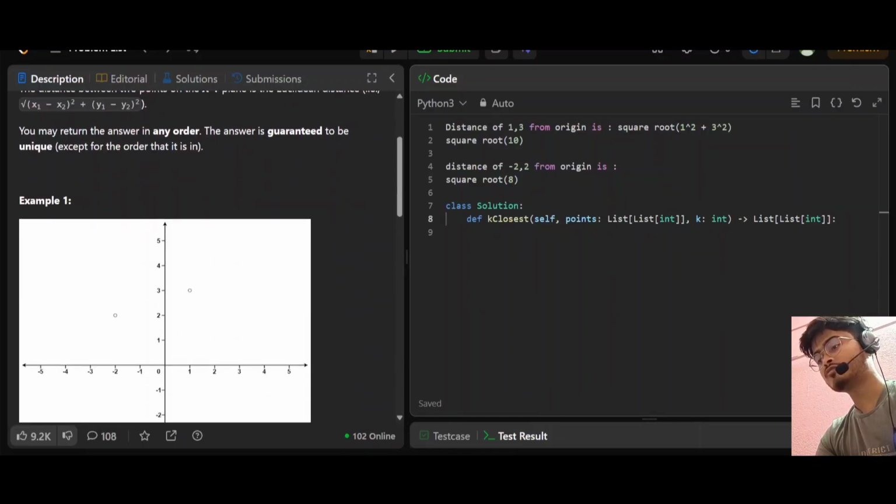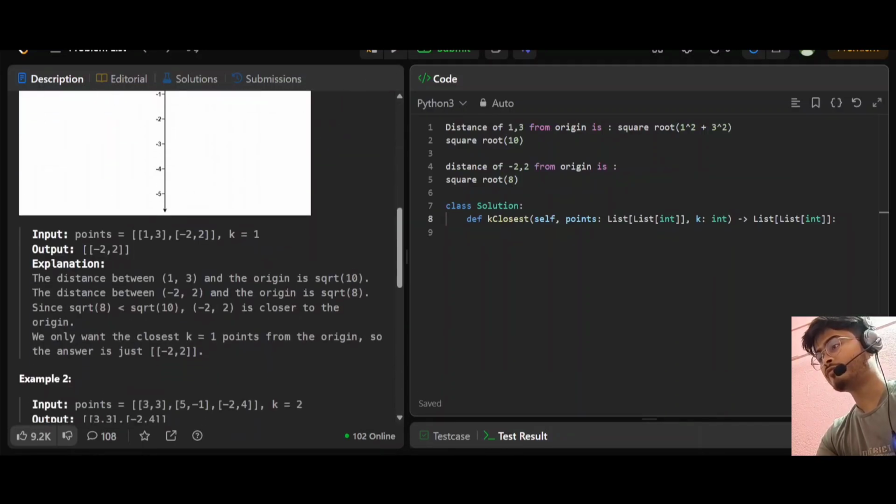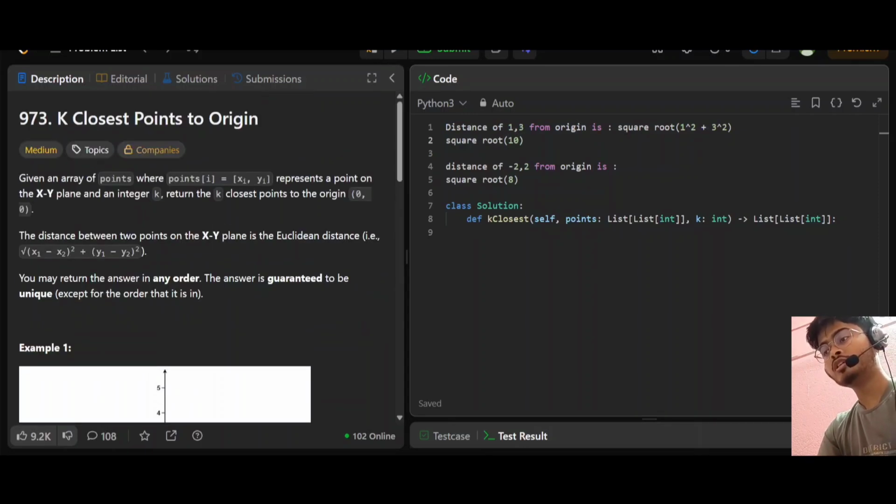Now understand the distance formula. Why did I write the formula like this, just square root of 1 square plus 3 square? There is more in the formula to understand. The Euclidean distance between two points is calculated using the formula under root of (x1 minus x2) square plus (y1 minus y2) square. Since we are calculating the distance from the origin, which has the coordinates 0, 0, for a point x, y, its distance from the origin is square root of x square plus y square.